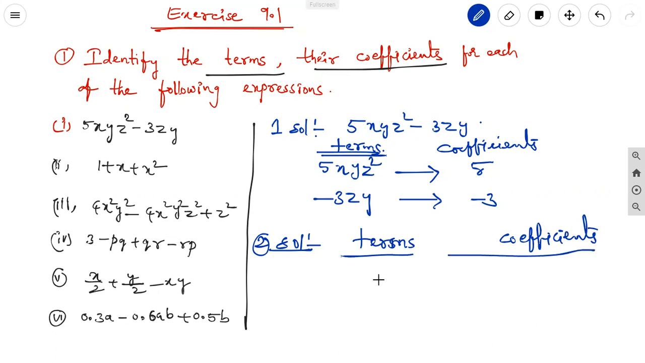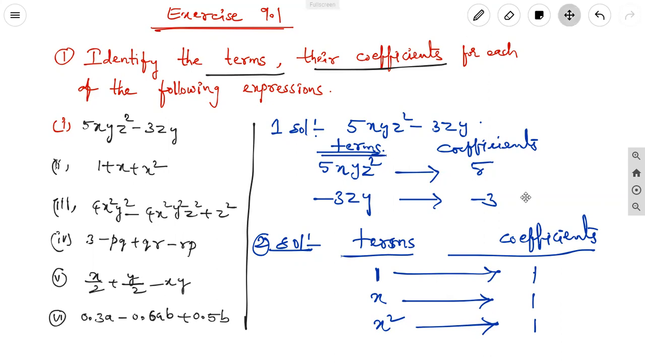In the second question, what are the terms? 1 is one term, x is one term, x square is the third term. What is the coefficient of 1? 1 only. What is the coefficient of x? 1 only. What is the coefficient of x square? 1 only.